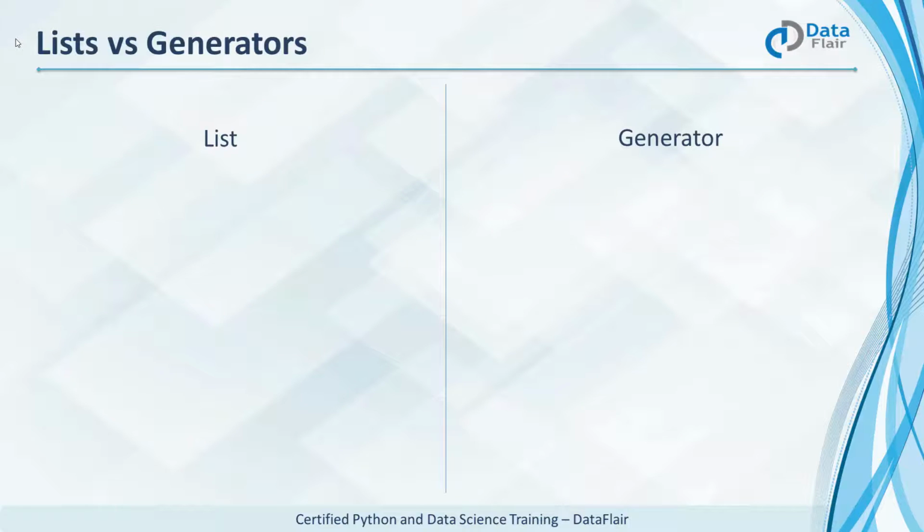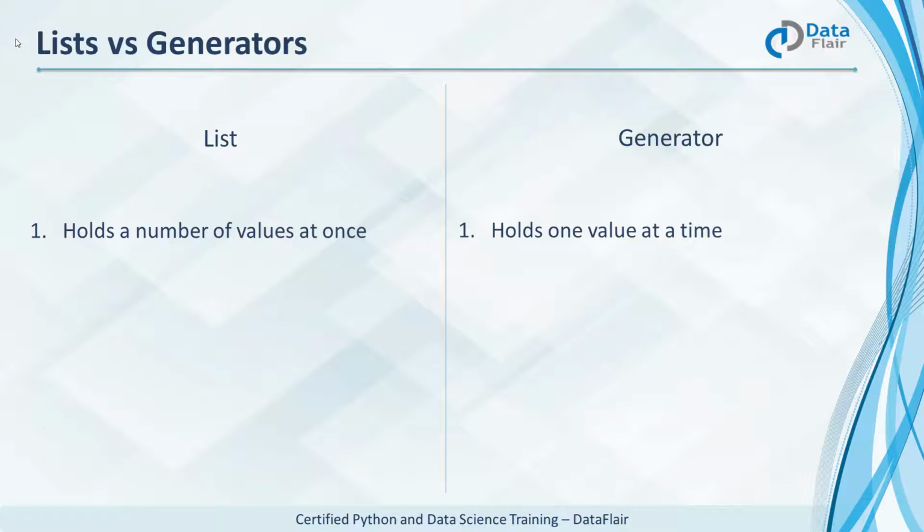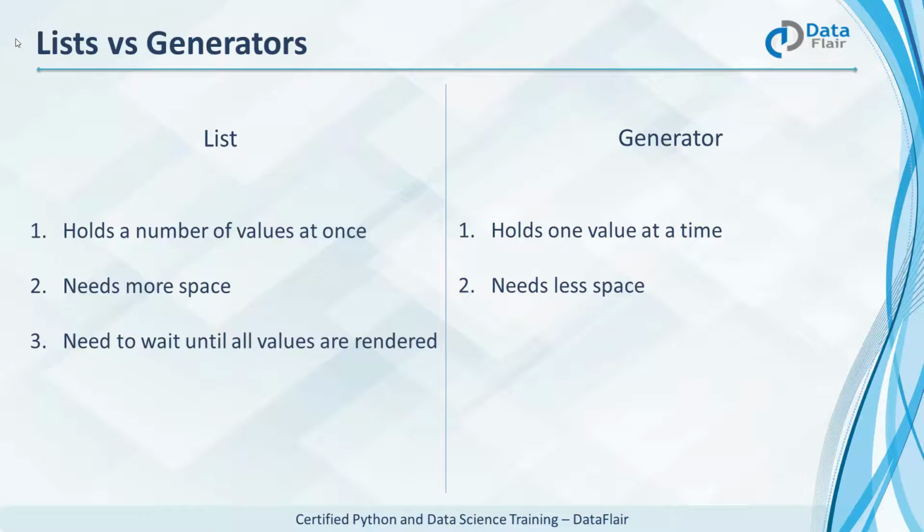Let's compare lists and generators. A list holds a number of values at once, but a generator only holds one value at a time. And because it holds everything at once, a list occupies more space. Comparatively, a generator needs much less space. If you need to access a value in a list, the entire list needs to be built first. You'll need to wait for the entire list to be rendered, but not with generators.